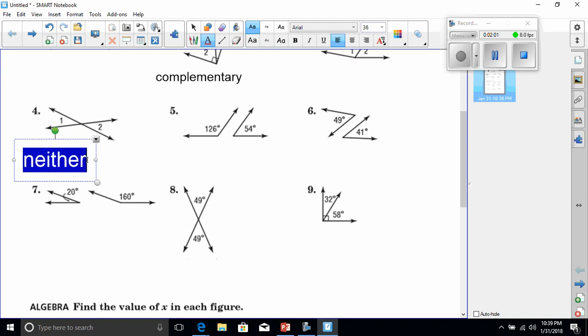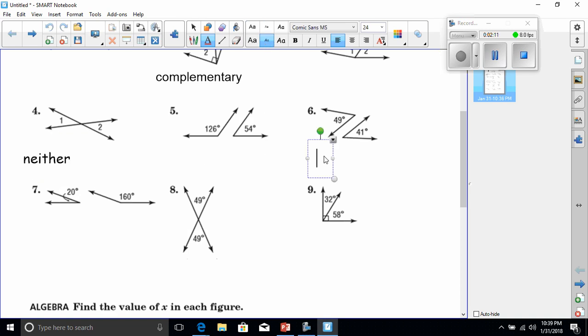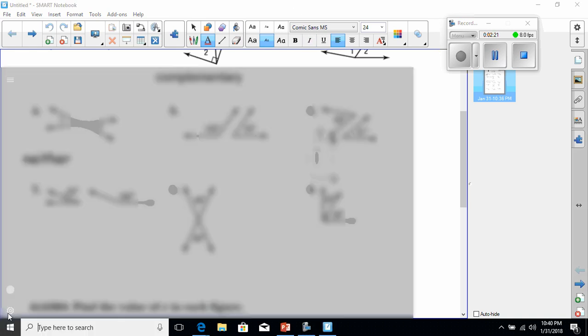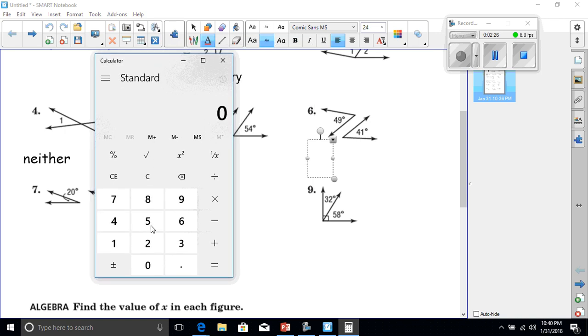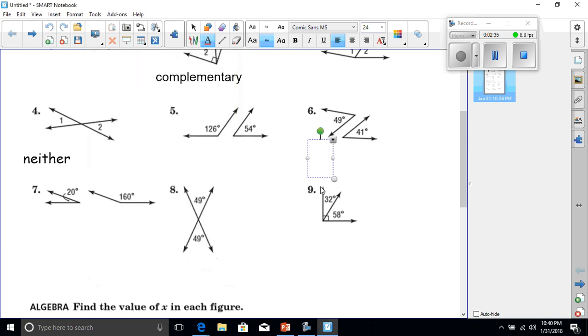Okay? Let's see. That looks good right there. All right, and number 6. Number 6 is 49 and 41. Well, 49 and 41 equal something, don't they? Let's find out. If we go to our calculator, 49 plus 41 will equal 90. Look at that. And two angles that equal 90 are complementary angles.